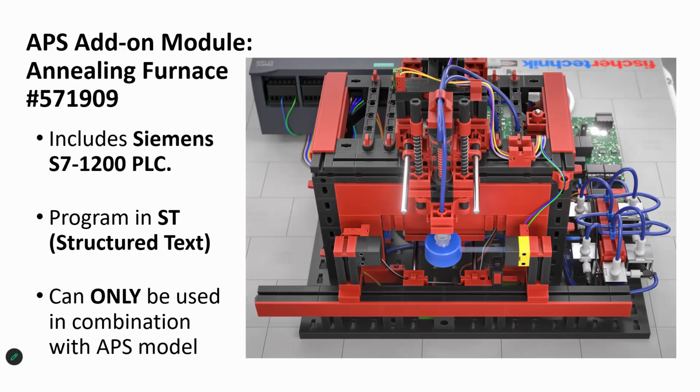So again, if you're interested in purchasing the annealing furnace or the next model we're going to show you, these are models that always have to be used in conjunction with the full APS. They would not be used on their own.